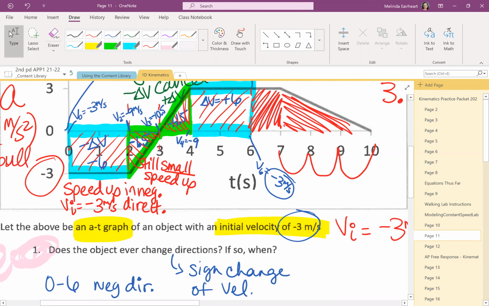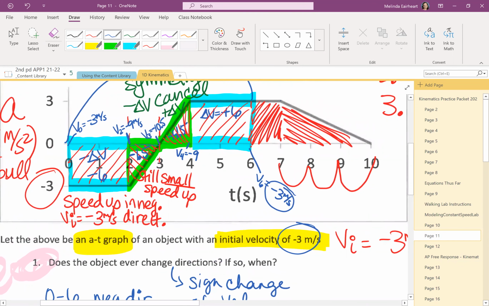Let's do another increment. And so 6 to 7 seconds, that change in velocity, it's a single square, if you will, a 1 by 3. We get a +3 change in that 6 to 7 area. So if we started 6 seconds at -3 meters per second, and then we're slowed down by +3, what's our final velocity at 7 seconds? We are at 0. So at 7 seconds, we've now slowed down to 0.